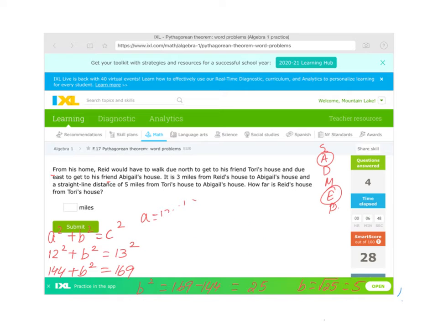And it's always good to draw a diagram. Like for this one, you can solve it, but I'll draw the diagram for you. So we've got 3 people. From his home, Reed would have to walk due north to get to his friend Tori's house, and due east to get to his friend Abigail's house. Okay, so Reed is here. Tori is up here, and Abigail is up here.